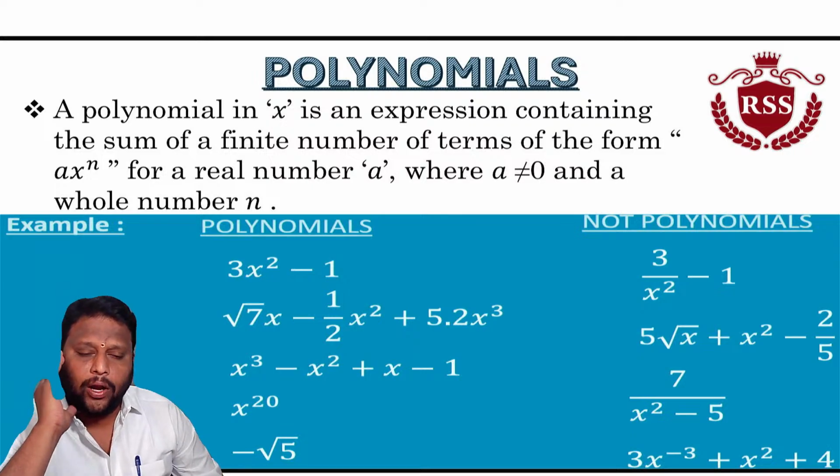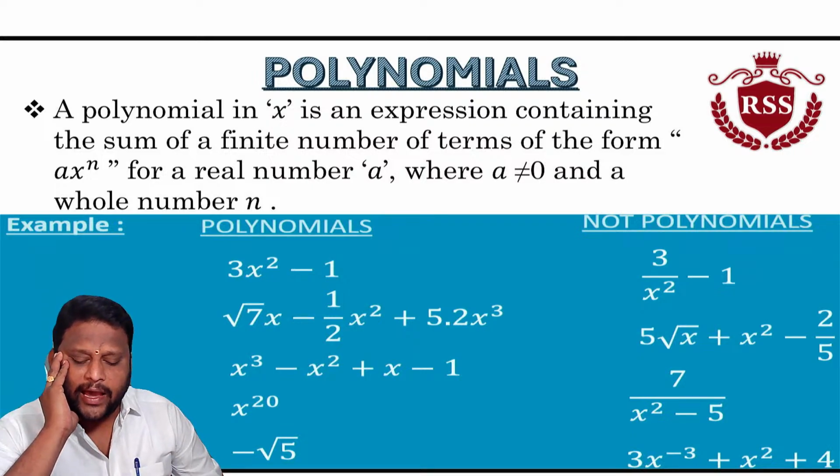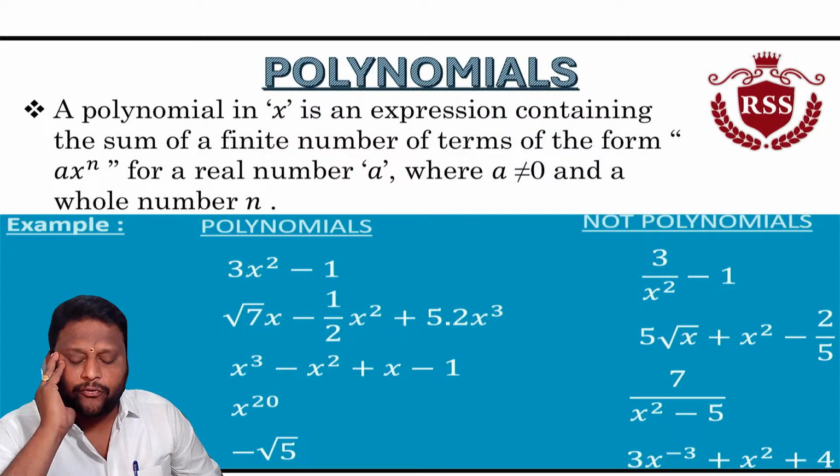A polynomial in x is an expression containing a sum of terms of the form a x to the power n, for real number a, where a is not equal to 0, and whole number n.